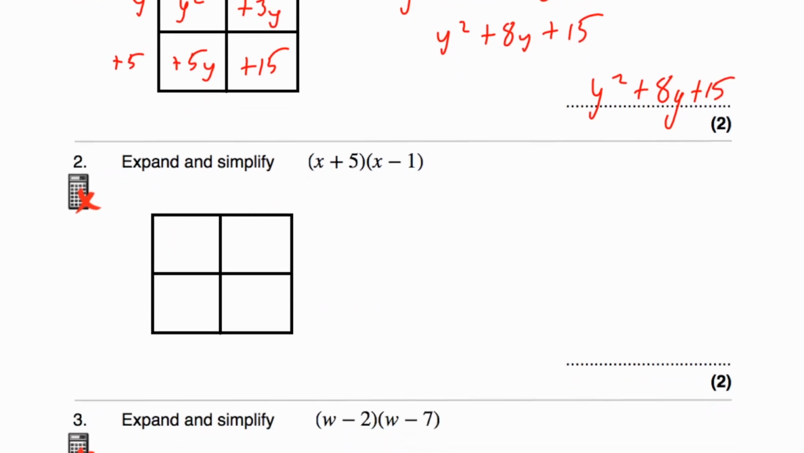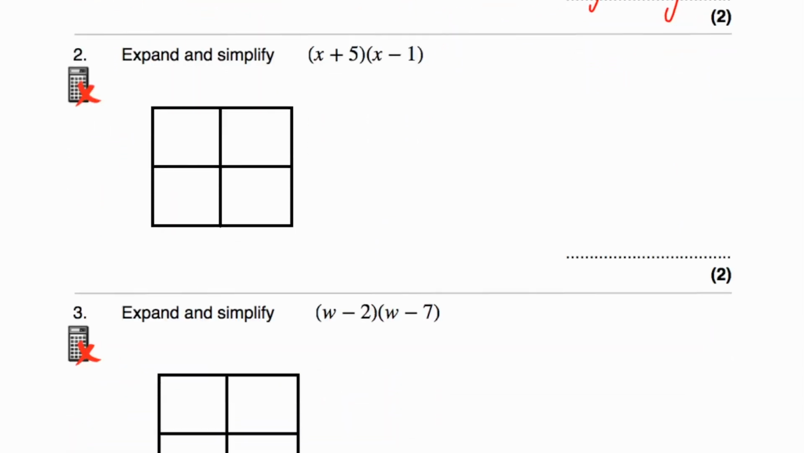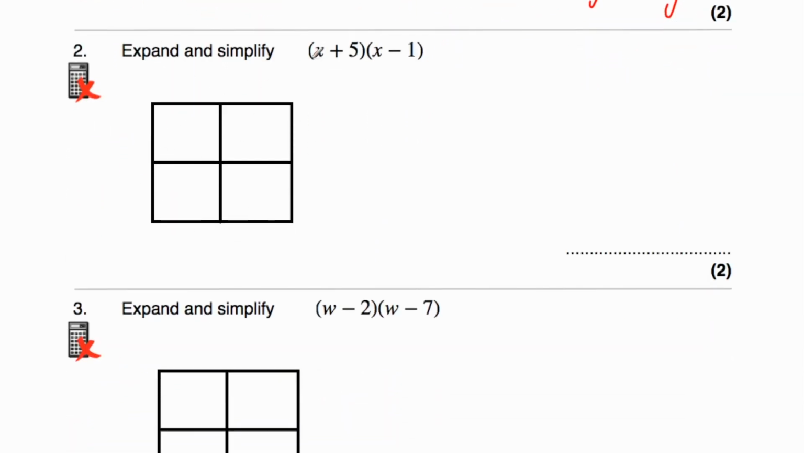Okay, let's look at our next question, question number 2. Again, setting up our grid. We've got our x plus 5, so x and then plus 5. And then in our next bracket, we've got x minus 1, so we're going to write x, and then down here, minus 1. So x times x is x squared. X times positive 5 will be positive 5x, so plus 5x. And then next in this box, we've got negative 1 times x. Well, negative times a positive is a negative, and 1 times x is x, so the answer would be minus x, or negative 1x, like so.